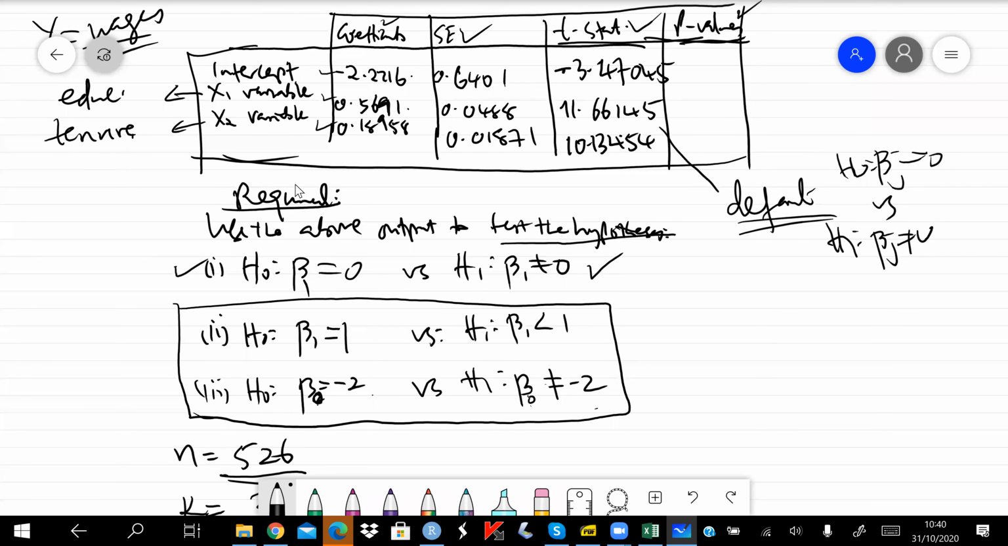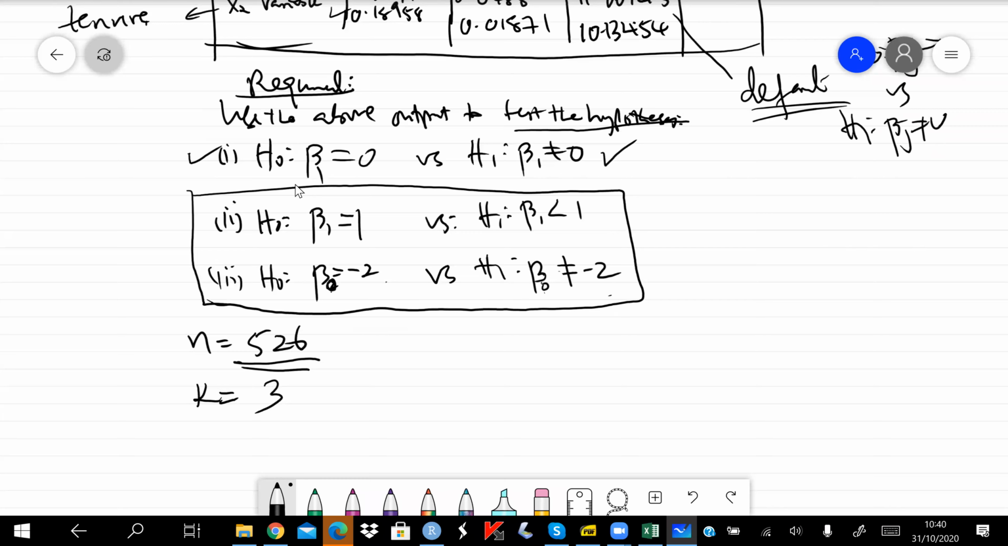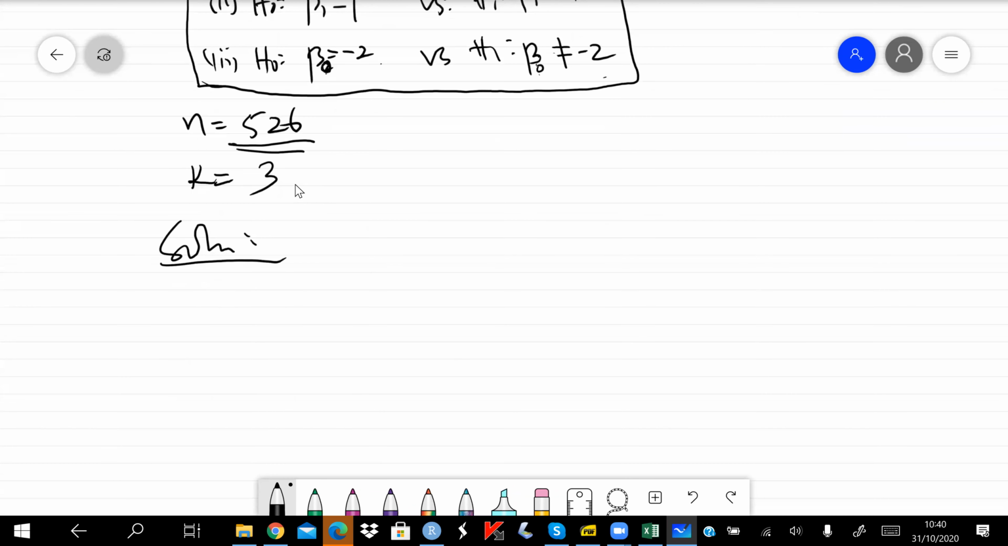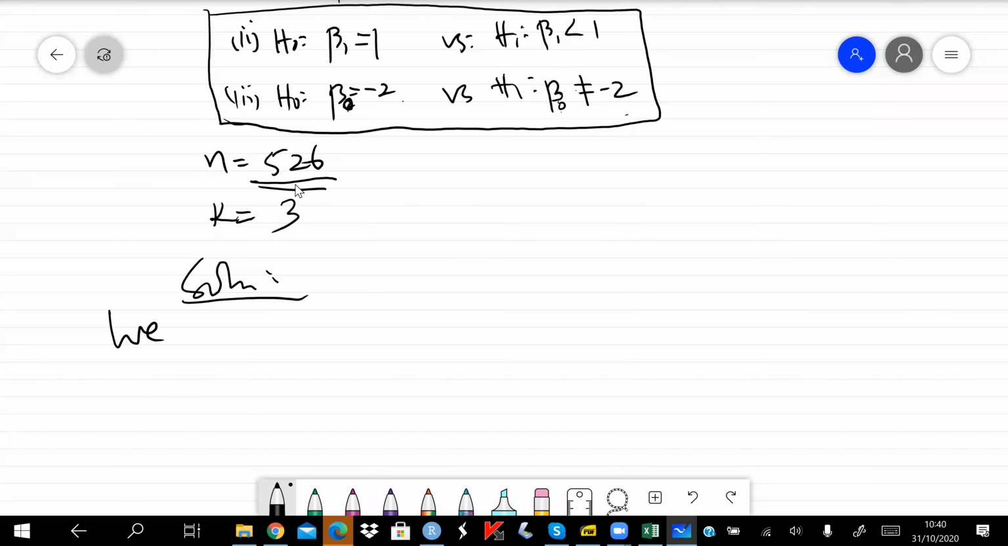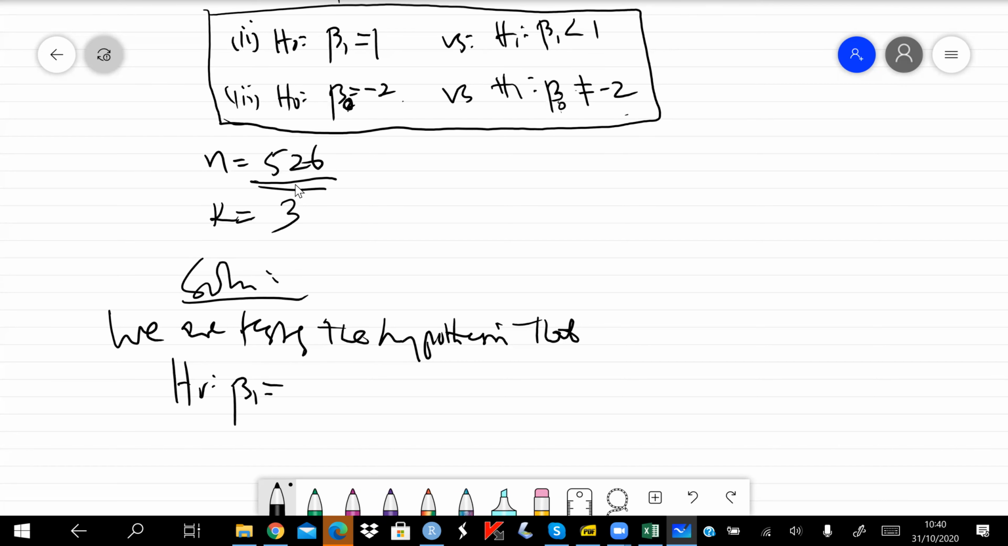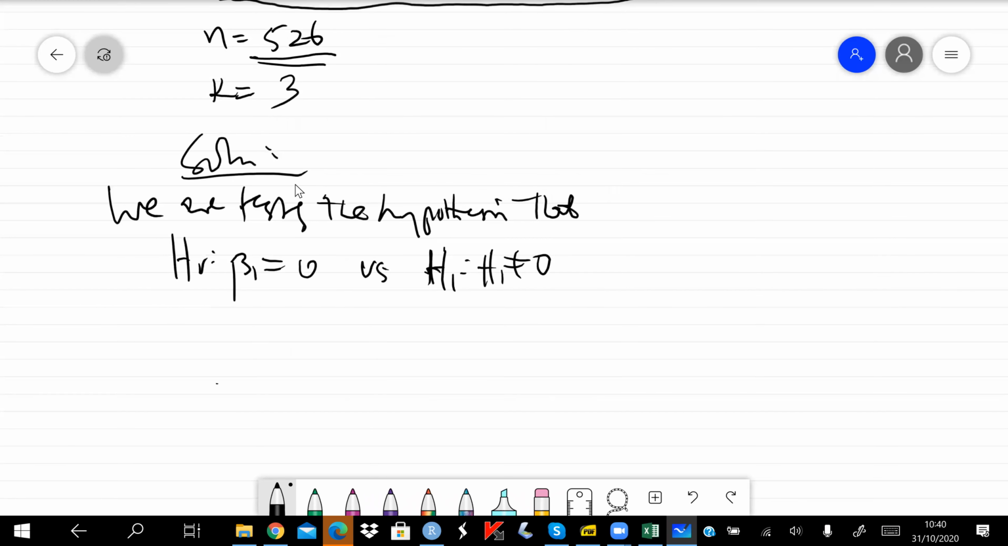So let's solve the first question. Then the other questions will be solved a little bit later. So solution, we are testing the hypothesis given. We are testing the hypothesis that H naught, that beta 1 is equal to 0, versus H1, that beta 1 is different from 0, which is calling for a two-tailed test.